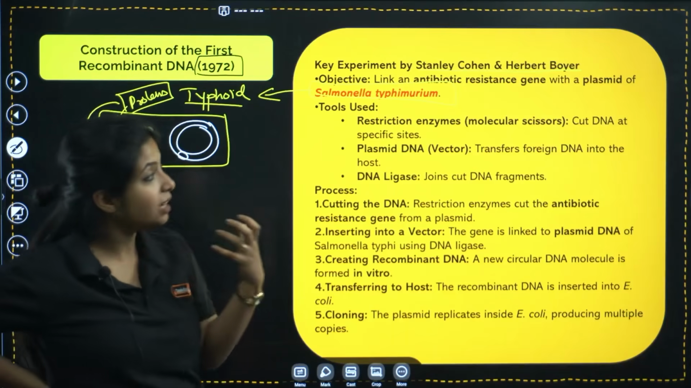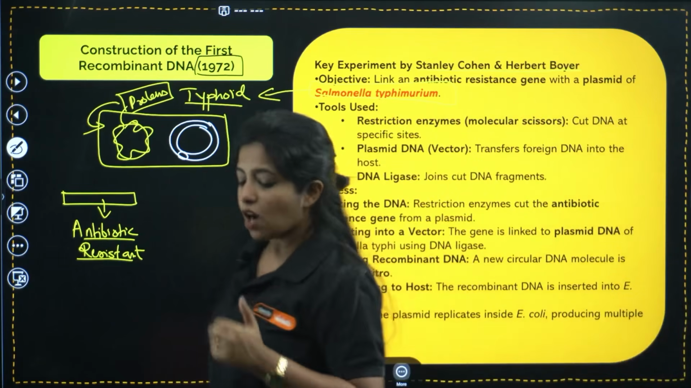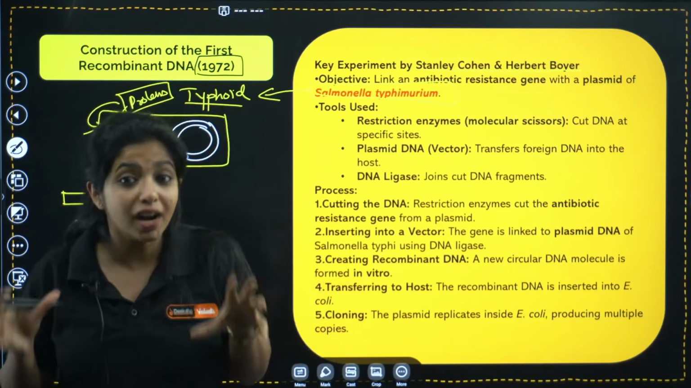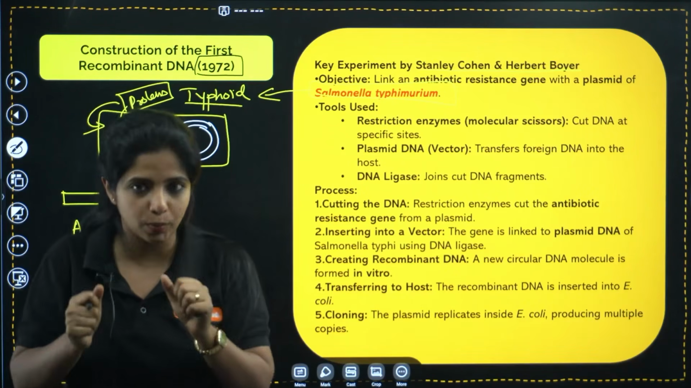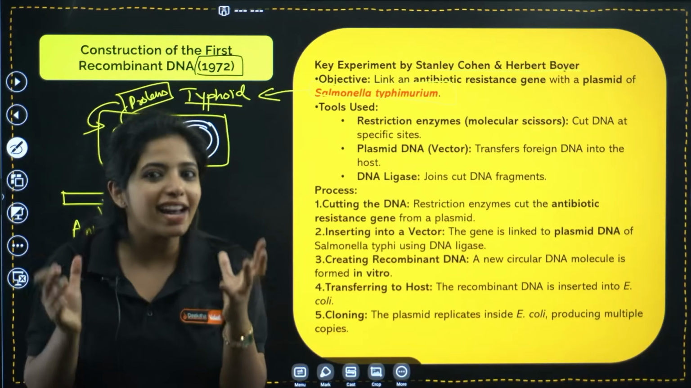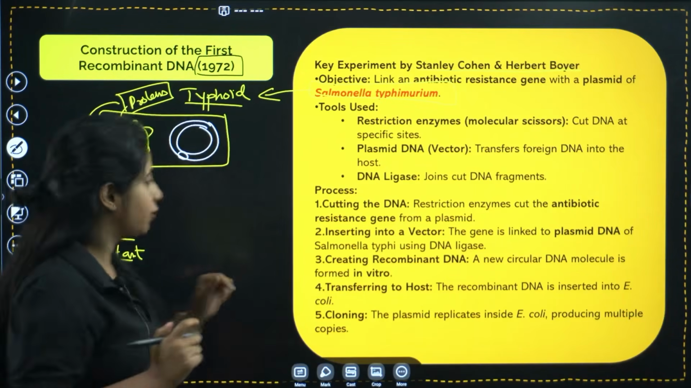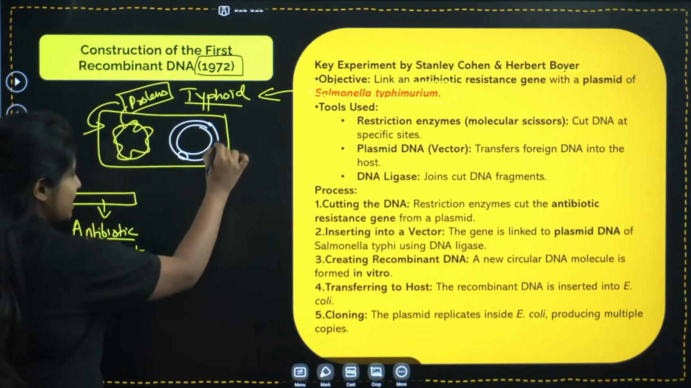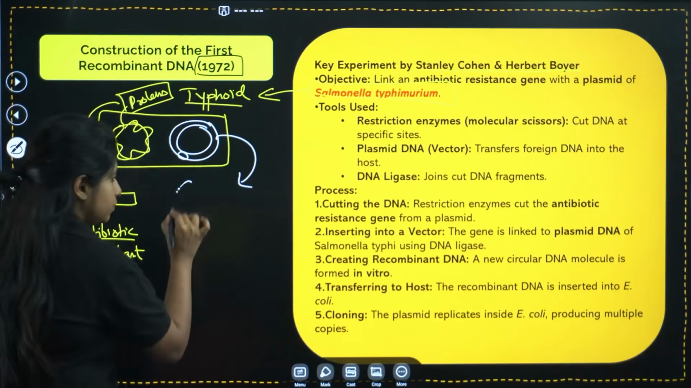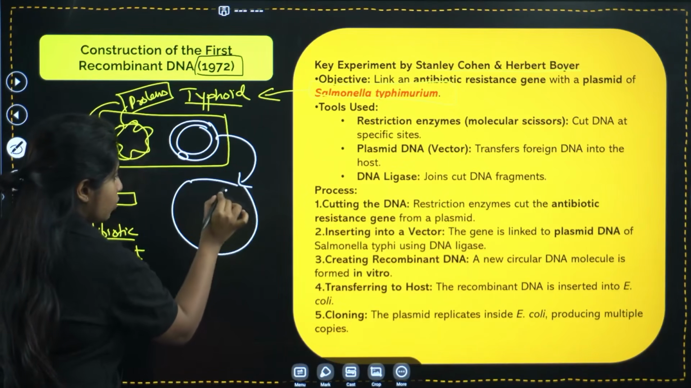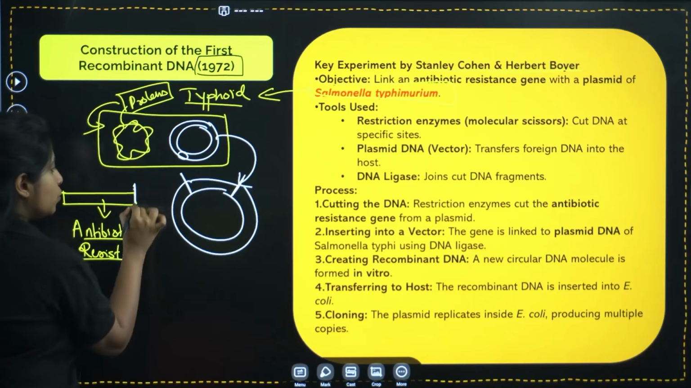Okay, Stanley Cohen and Herbert Boyer, they really did want to experiment with it, which is why they tried to construct a DNA like that, which has the antibiotic resistant gene as well. And they were checking whether it actually works or not. Okay, for that, what do they need? Listen to me carefully. First thing that they need would be the plasmid of Salmonella typhimurium itself. So you have the plasmid. What are you going to do with the plasmid? You are going to make the cut over here. Similarly, you are going to cut this particular gene.